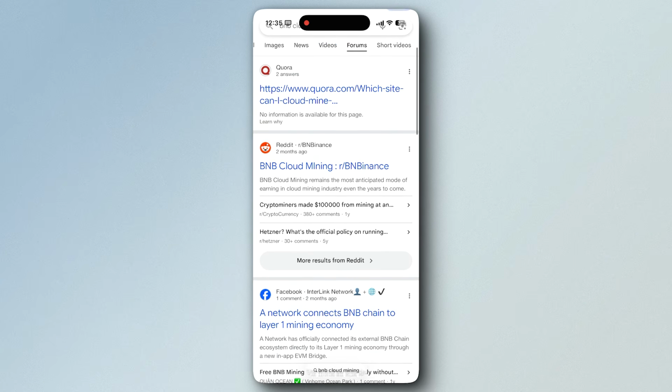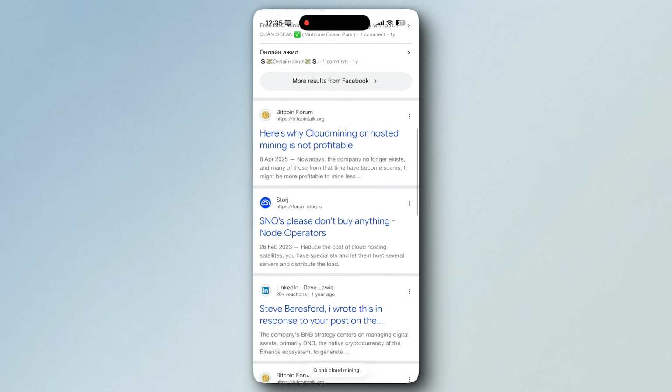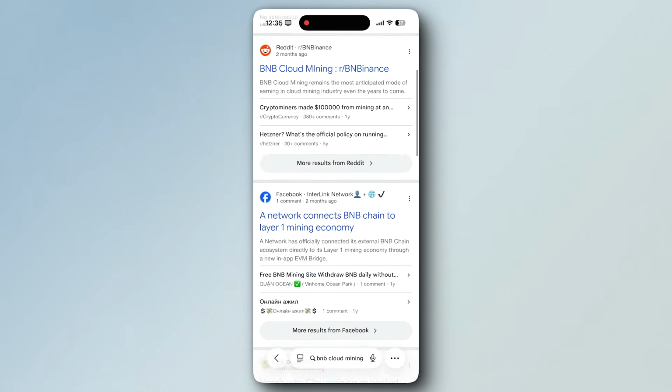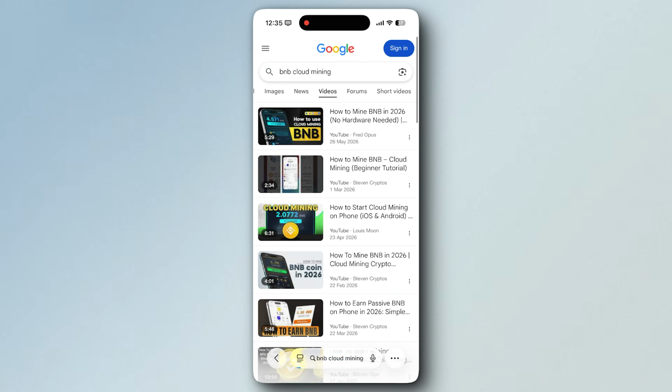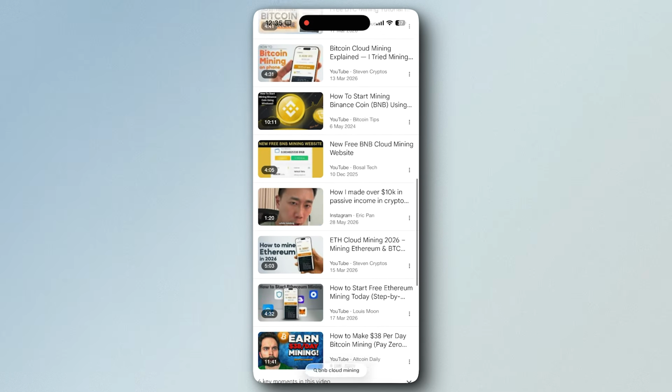So the thing about cloud mining content is that it almost never lands in the middle. It's either someone going way too deep into the technical side and losing the audience completely, or it's just a platform paying someone to talk about how great they are. And neither of those is actually useful to anyone trying to figure out what's worth their attention.